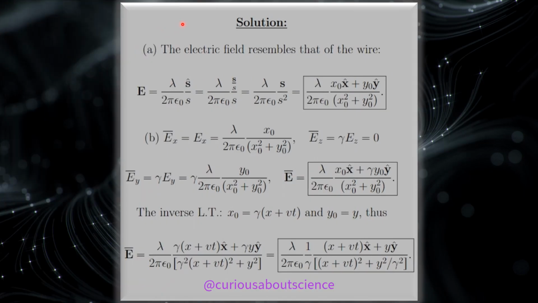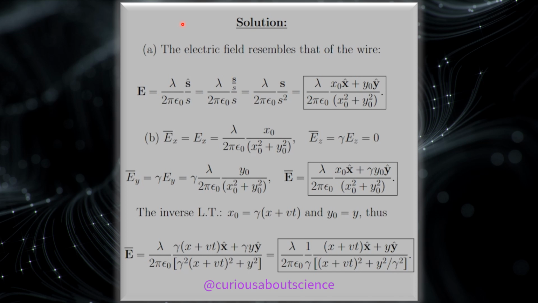All right, so to start off, for part A, the electric field resembles that of a wire. Hence, if we use Gauss's law, it turns out really easy. We get lambda over 2 pi epsilon naught, S hat over S. But if we break S hat down into S vector and magnitude, then we quickly see that we get lambda over 2 pi epsilon naught, S vector over S squared. Since we're on the z-axis, we don't need to worry about the z part, so we just get lambda over 2 pi epsilon naught, times x naught x hat plus y naught y hat, and then of course the distance squared is x naught squared plus y naught squared.